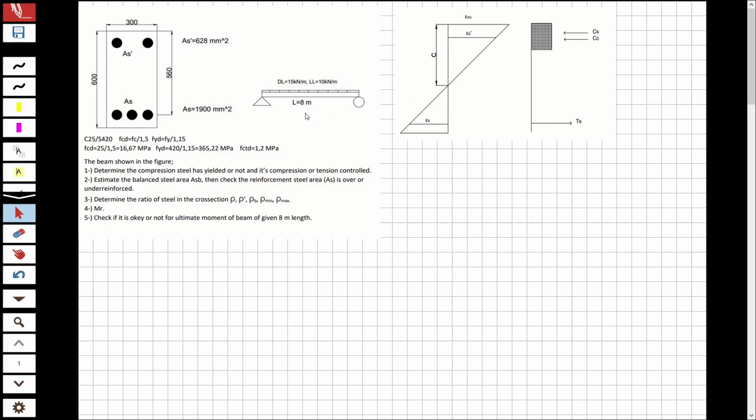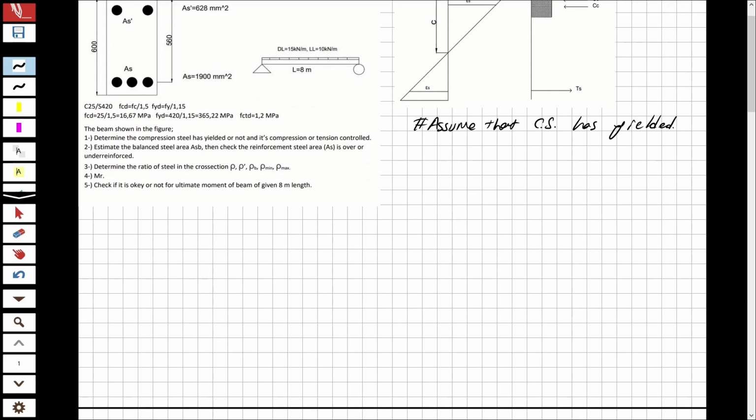First, we are going to make an assumption that the compression steel has yielded. Due to this assumption, we are going to solve the question. So let's write an equilibrium. Due to this equilibrium, we are going to obtain the neutral axis and also the depth of the effective concrete area.